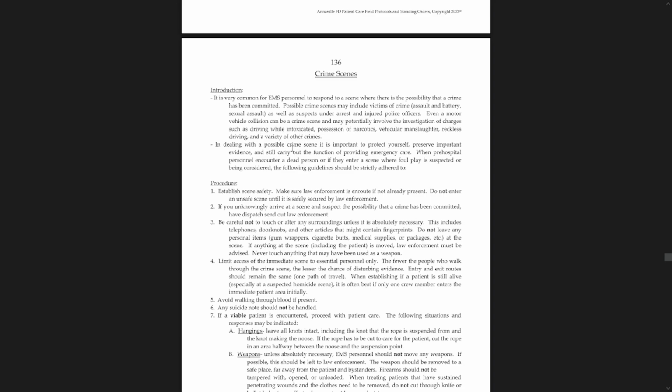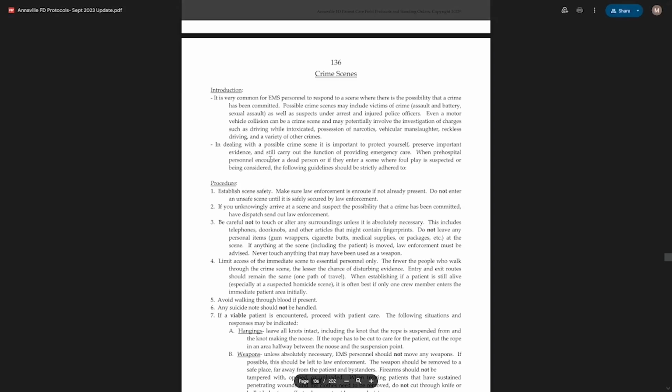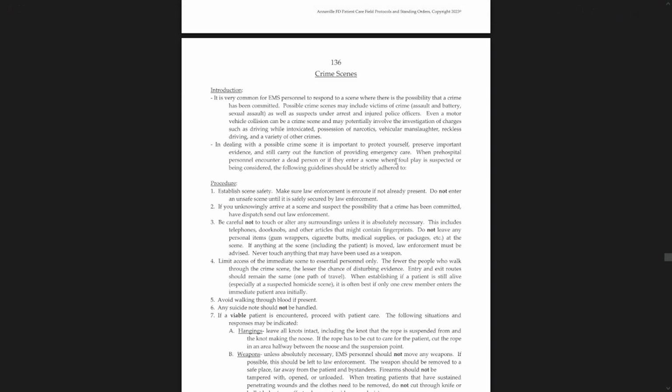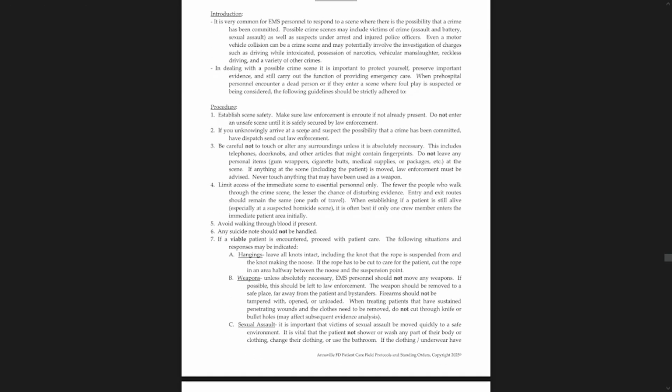In dealing with a possible crime scene, it is important to protect yourself, preserve important evidence, and still carry out the function of providing emergency care. When pre-hospital personnel encounter a dead person, or if they enter a scene where foul play is suspected or being considered, the following guidelines should be strictly adhered to.